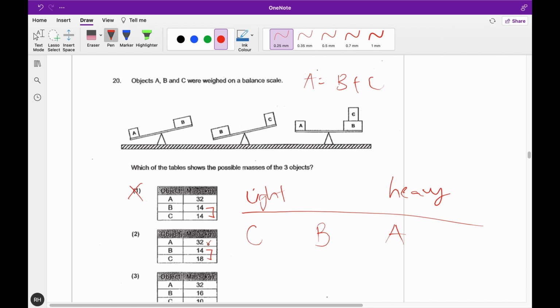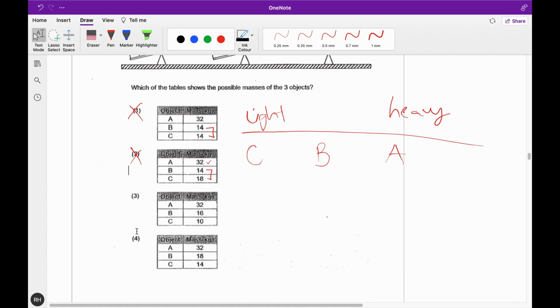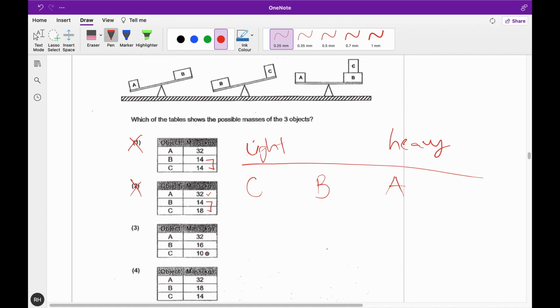And then let's check. A is heavier than B. Okay, true. Is B heavier than C? No. In this case, 18 is larger than 14, but we want to make sure that B is bigger. So this is out. Let's check option 3. B and C add up to be 26. It's not even equal to A, so this is out. 18 plus 14 is equal to 32, correct? Okay, so if let's say A is 32, B is 18, C is 14. We can see it matches, right? So it's lightest to the heaviest. So answer is option 4.